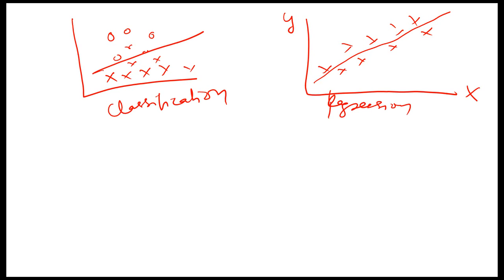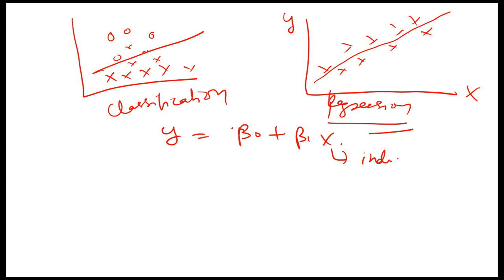Now we have already learned about regression, right? In both cases we just need a regression line. Primarily there are some fundamental differences, but more or less it's the same. So now we know what the regression line is: Y is equal to beta naught plus beta 1 x. This is known as the independent variable, and this is known as the dependent variable. Beta naught is the intercept, and beta 1 is the slope coefficient. So this is a quick recap.